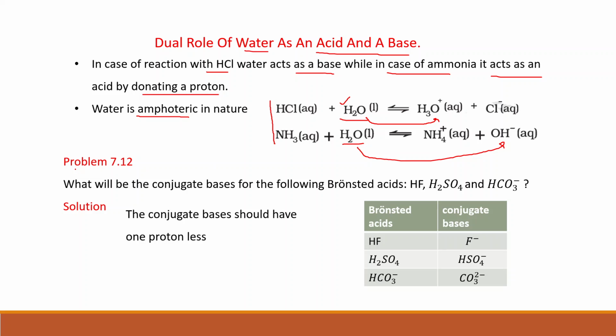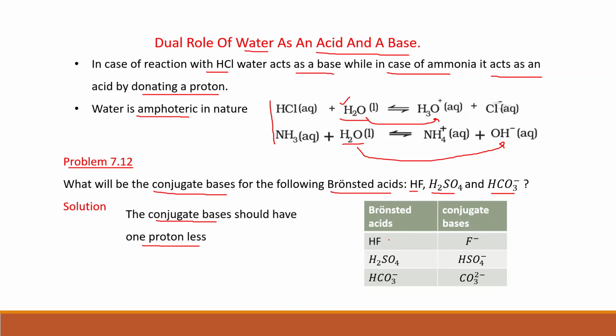Now there is one question, problem 7.12. What will be the conjugate bases for the following Brönsted acids? HF, H2SO4, and HCO3 minus. These are the Brönsted acids, and we have to find out their conjugate bases. Brönsted acids lose a proton and make a conjugate base. So simply we can say the conjugate bases should have one proton less.